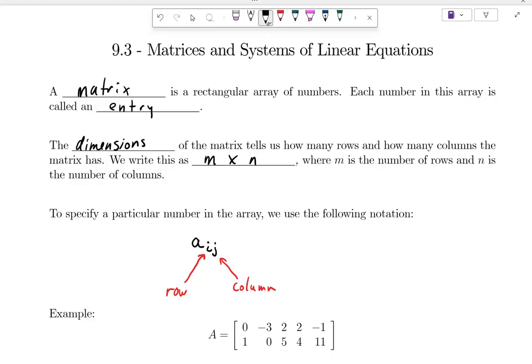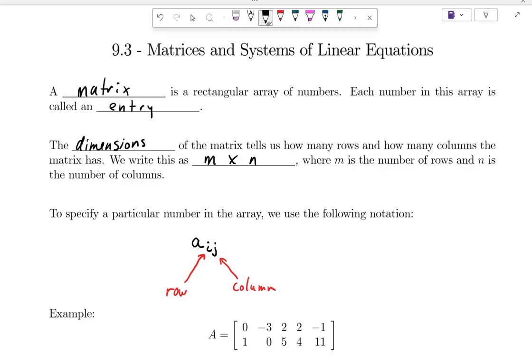Your first number in the subscript is the row number. The second number is the column number. We typically just put them side by side. You're not going to have matrices with more than 9 rows or 9 columns. If you had something with 10 or 11 rows or columns, you'd put a comma between them. But typically we don't put the comma in there.